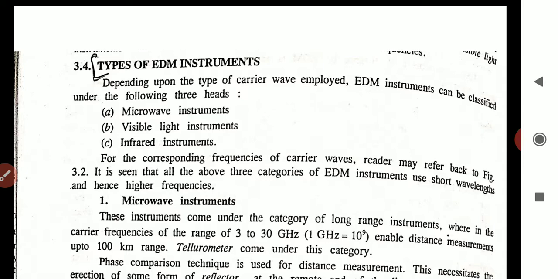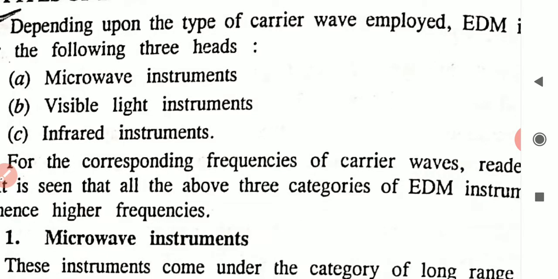Types of EDM measurement instruments are the microwave instrument, visible light instrument, and infrared instrument. Briefly, I will explain only two. So let's come to the microwave instrument. This instrument comes under the category of long range instruments, wherein the carrier frequency is 3 to 30 gigahertz, where 1 gigahertz is 10⁹ hertz. It enables distance measurement up to 100 kilometers. Telerimeter comes under this category.